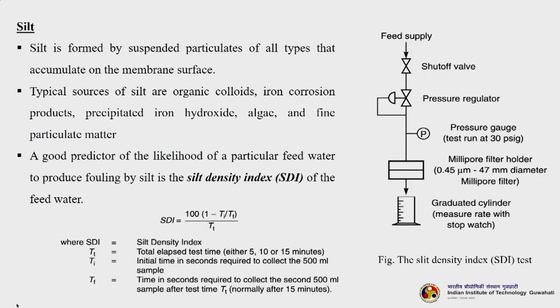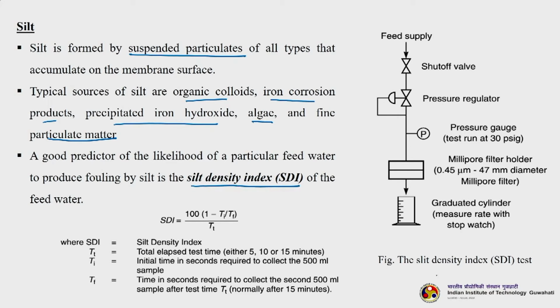The next is silt. Silt is formed by suspended particulates of all types that accumulate on the membrane surface. Typical sources of silt are organic colloids, iron corrosion products, precipitated iron hydroxide, algae and fine particulate material. A good predictor of the likelihood of a particular feed water to produce fouling by silt is the silt density index, called SDI, of the feed water.